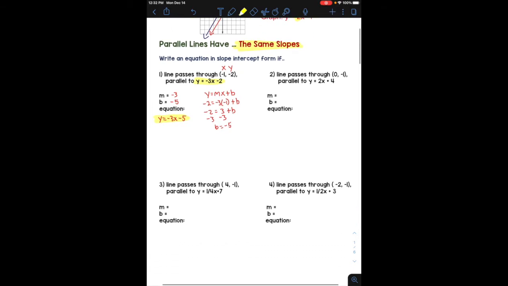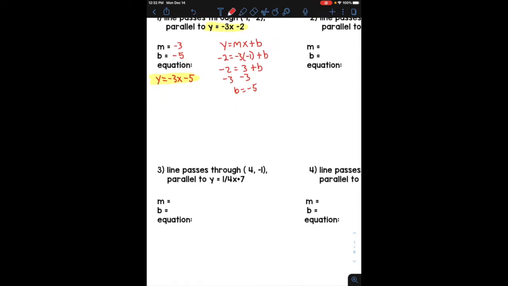Let's go ahead down to number 3. We're going to do the same steps here. They give us an ordered pair and a line that we want to write a line parallel to. If our line is parallel to this line, all that means is that we're going to have the same slope. Since that line has a slope of 1/4, our line will have a slope of 1/4. All we need to find is b, or the y-intercept. So we'll plug in the ordered pair and the slope into our slope-intercept form to find b. In this case, y would be -1, m is 1/4, and x is 4.